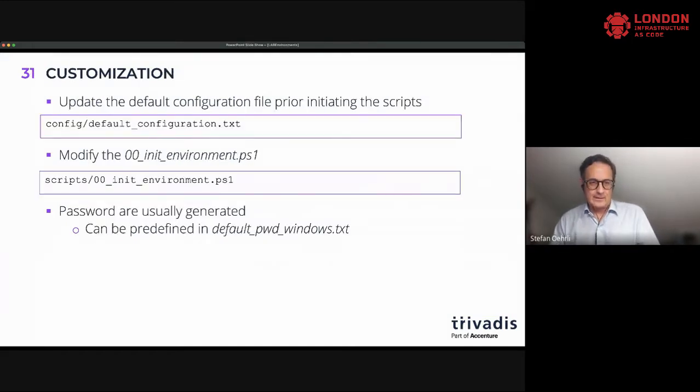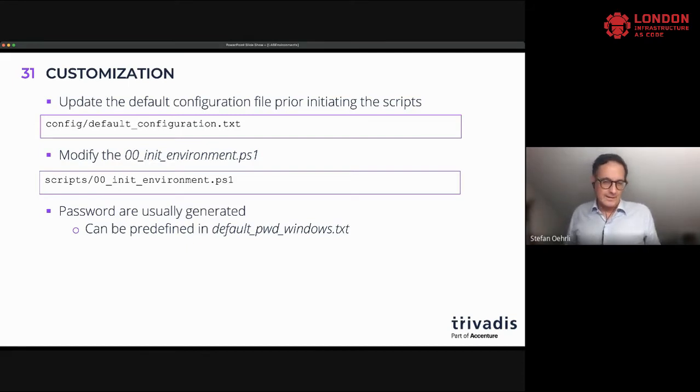There are 2 ways of customization of these scripts. I have a config directory with a file called default configuration. And this file will be read when the init environment PS file is sourced. So there's one possibility that default configuration settings can be updated directly in this file, or that you modify the 00 init environment PowerShell script.